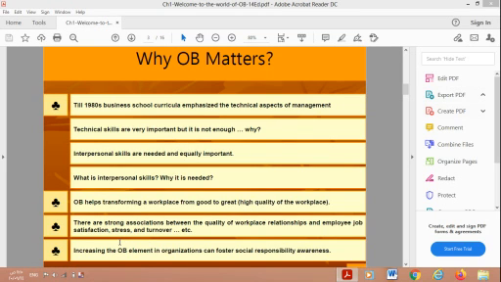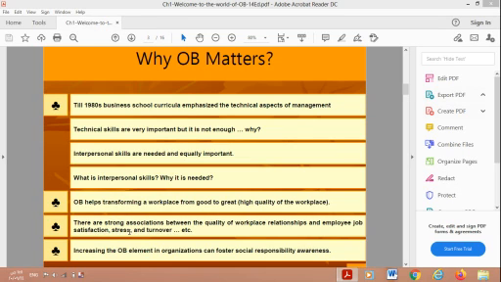Okay, so if we ask another question, why is organizational behavior very important for any organization? As we said before, first, it attracts and keeps high-performing employees, and this will lead to improving the performance of the organization as a whole. Also, organizational behavior helps transform a workplace from good to great. It means a high quality workplace. And this is the explanation of the previous line.